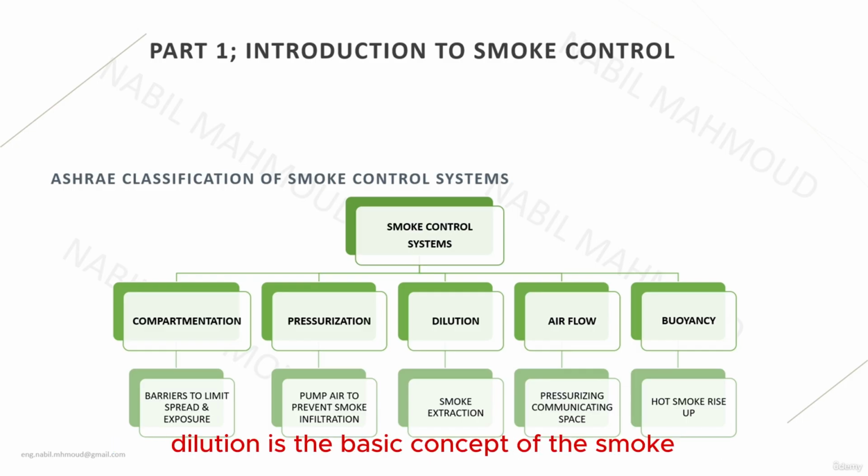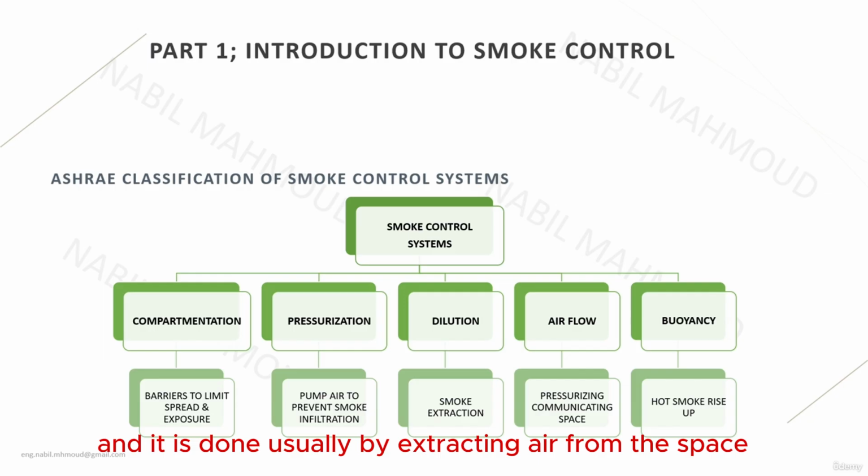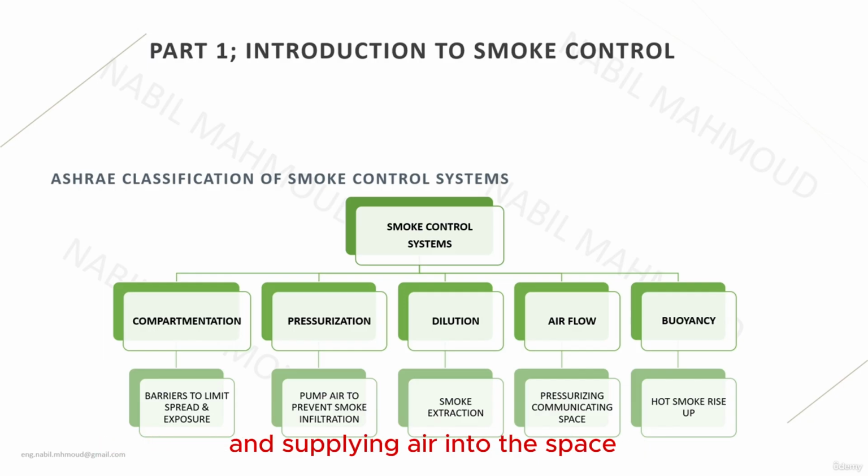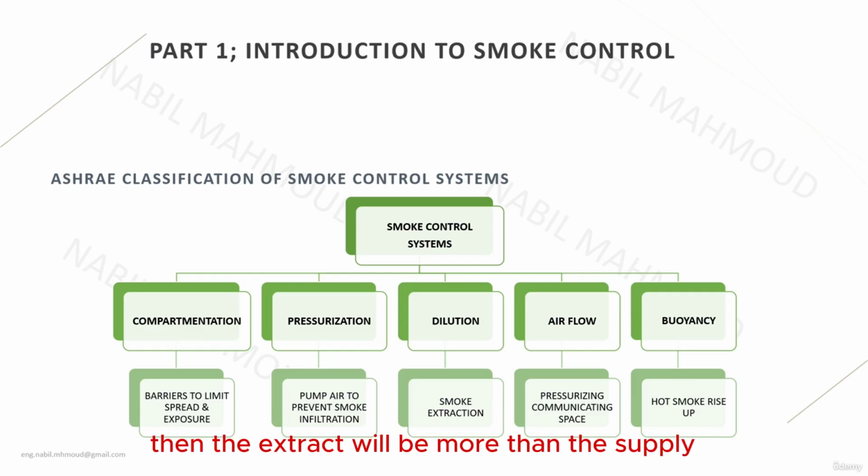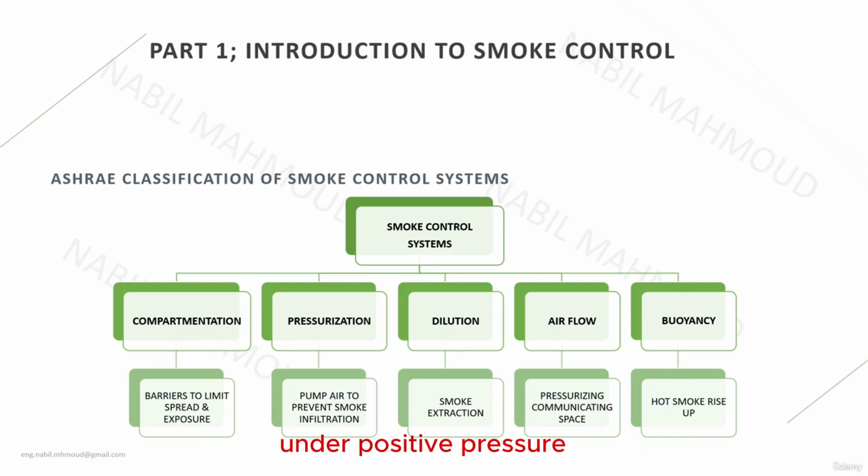And the third method of the smoke control systems is dilution. Dilution is the basic concept of the smoke control system, and it is usually done by extracting air from the space and supplying air into the space, but the supply air and extract air ratios are different. This means that if you want to maintain the space under negative pressure, then the extract will be more than the supply. But if you want to maintain the space under positive pressure, then the supply will be more than the extract. And this in turn dilutes the concentration of the pollutants and the smoke from the space.